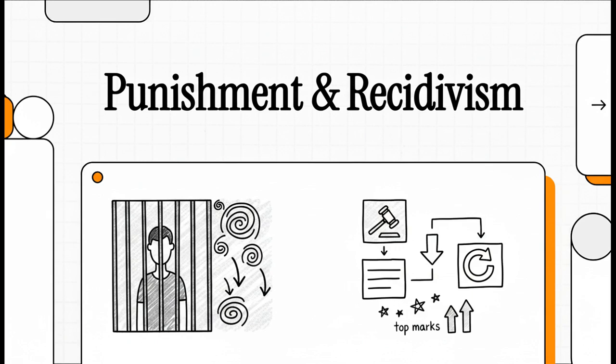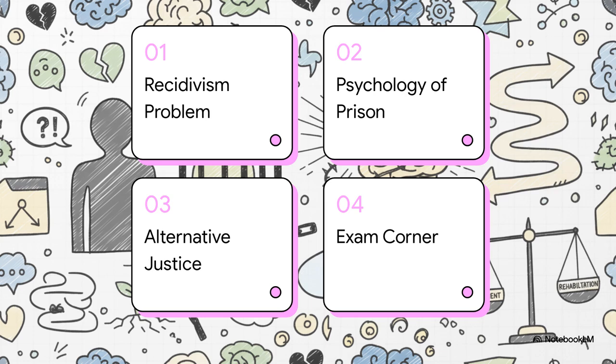Think of this as your ultimate high-yield revision resource on the effects of punishment and recidivism. We are going to break down the strengths, the glaring weaknesses, and exactly how you can apply all this knowledge to snatch those top exam marks. Let's get into it. Here is our cognitive roadmap for the session.